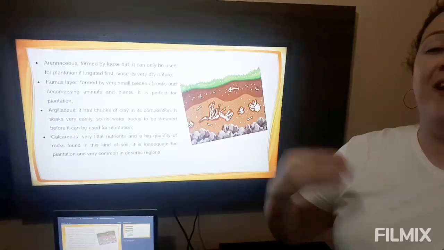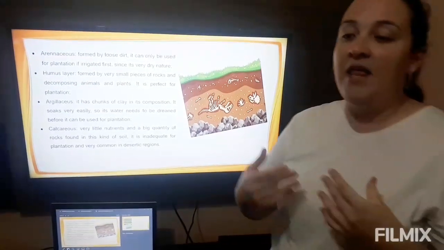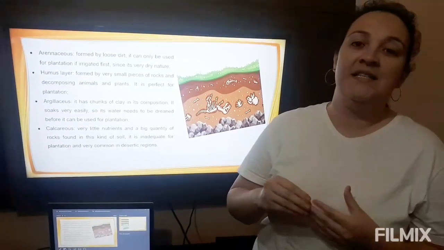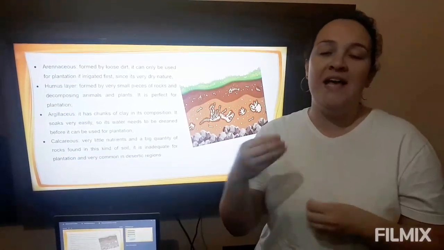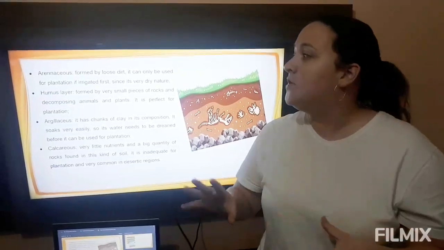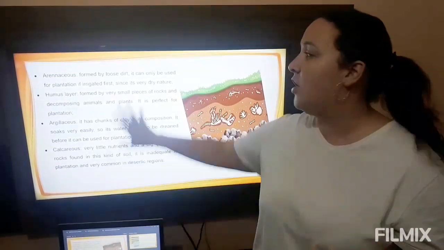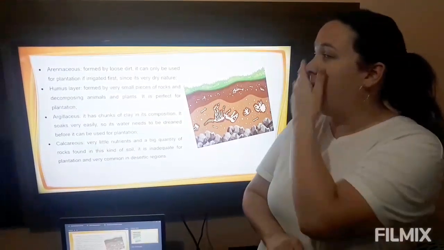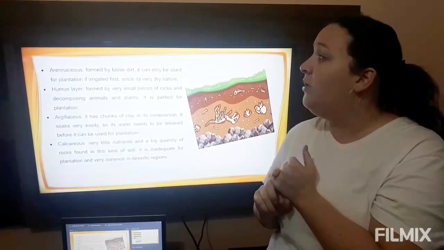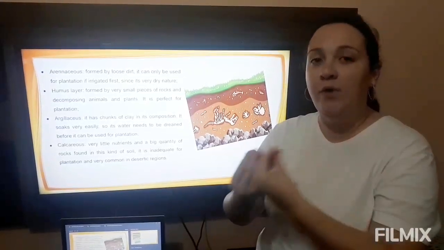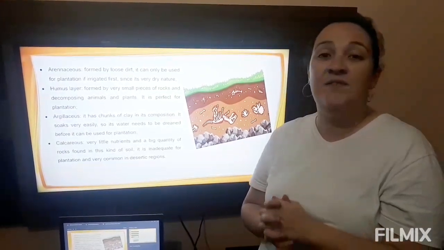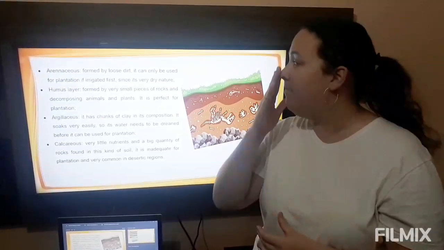There are a lot of kinds of soil and they are all different because the composition of the soil has different substances, okay? So for example, we have a kind of soil that is called arenaceous, and it's formed by loose dirt, and it can only be used for plantation if we put a lot of water first, if we irrigate it first, since it's very dry naturally, okay?